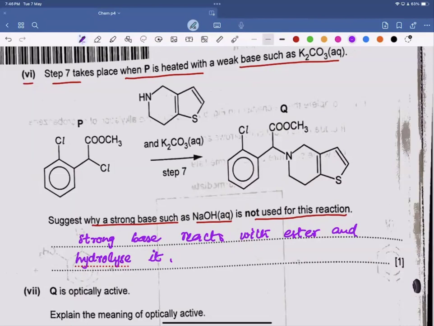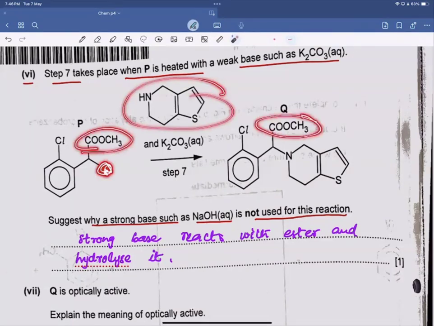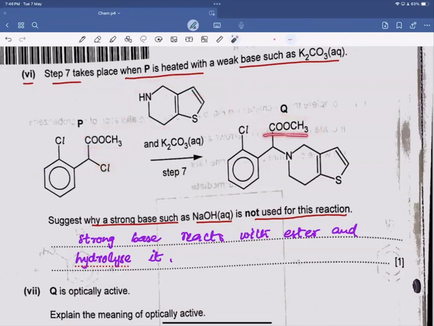Yeah, both are considered correct. That's why we use a weak base. Due to the weak base, this group is going to be substituted on this position. It can substitute chlorine, and there will be no effect on this one because in Q, an ester is there. So if we use NaOH instead, then obviously we will not get an ester over here.